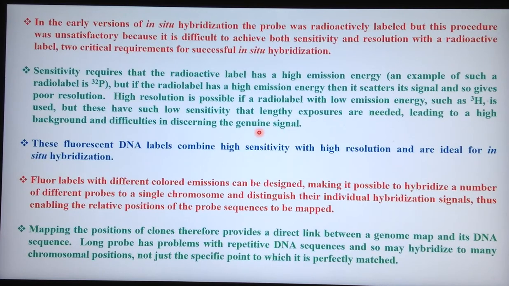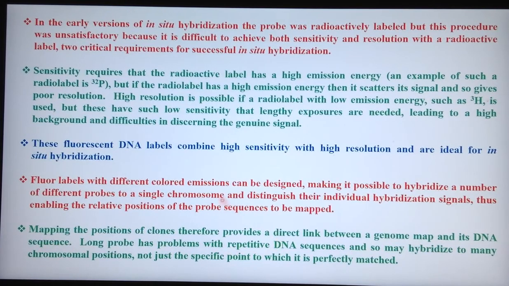So we are now more dependent on fluorophores, and the advantage with fluorophores is they usually emit in the visible range. So once we have more than one color in the same reaction, we can see multiple things in one reaction, like we do in DNA sequencing. DNA sequencing basically involves 4 fluorophores which emit at different wavelengths, so all four fluorophores can be used in a single reaction. Fluor labels with different color emission can be designed, making it possible to hybridize a number of different probes to a single chromosome. And mapping the position of the clones therefore provides a direct link between the genome map and its DNA sequence.